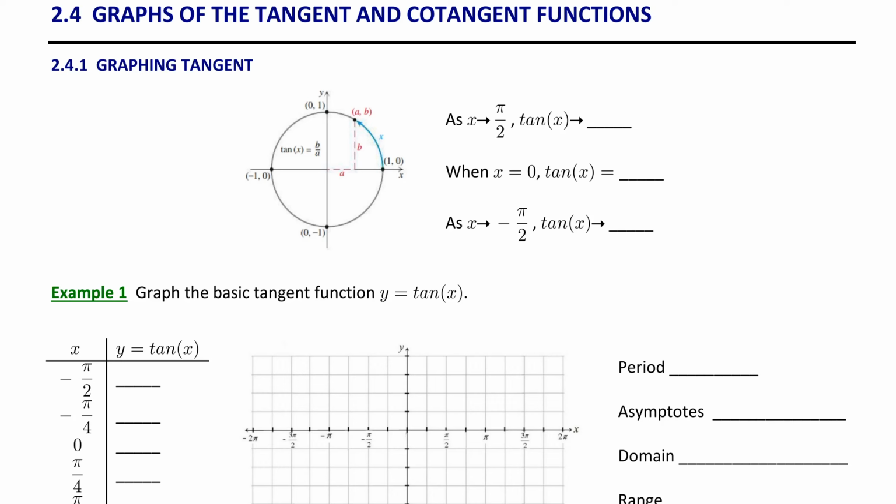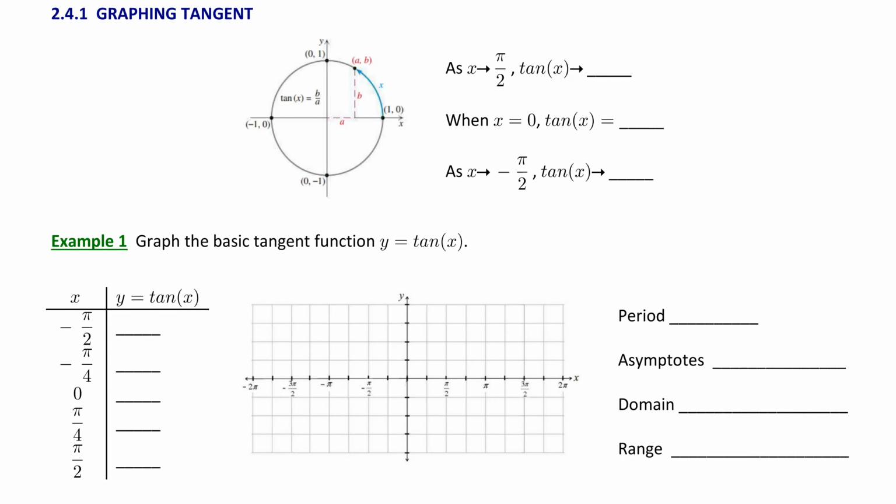We will now complete our survey of the graphs of the 6 basic trigonometric functions by examining the graphs of tangent and cotangent functions in 2.4. But first, let's focus on graphing tangent. Tangent presents an interesting graph, but like secant and cosecant, it does contain some asymptotes.